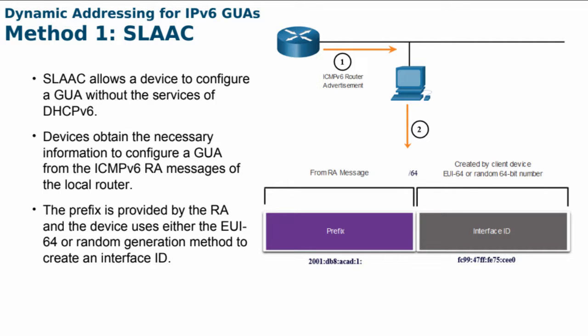So you can see here that ICMP helps to provide the information to the hosts. It provides the information to the host to configure its address. The prefix is also provided by the RA, router advertisement. The router is the boss.